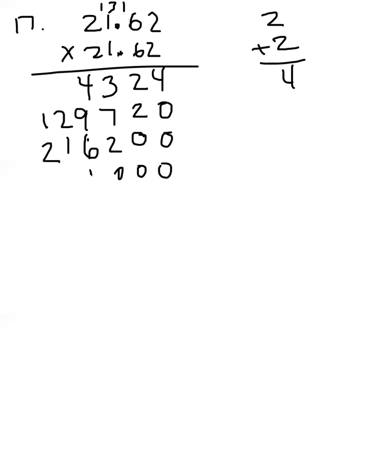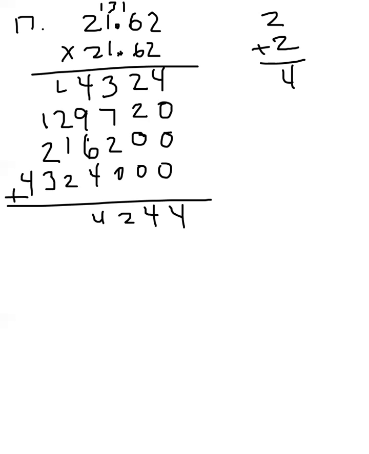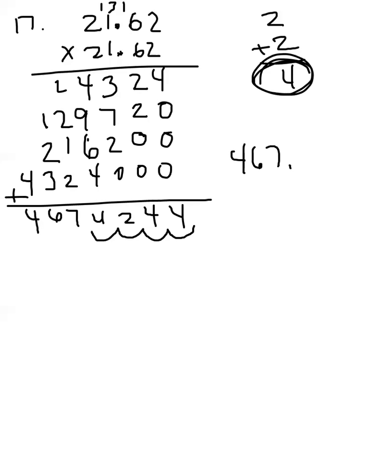2 times 2 is 4. 12, 3, 4. And we're going to go ahead and add 4, 4, 12, 24, 6, 7, 6, and 4. And then remember our 4. So we're going to count 4 spaces. 1, 2, 3, 4. So we get 467.4244. And then remember that we're rounding to the hundredths place.